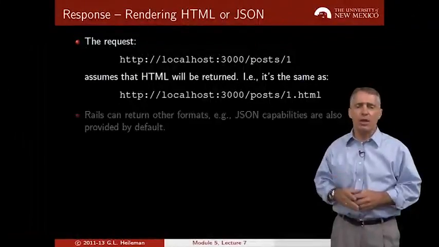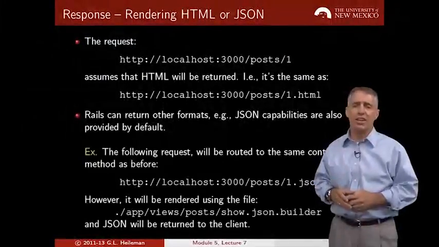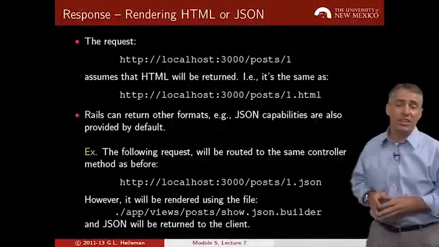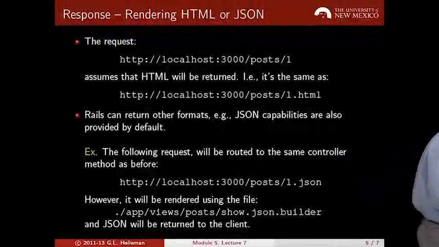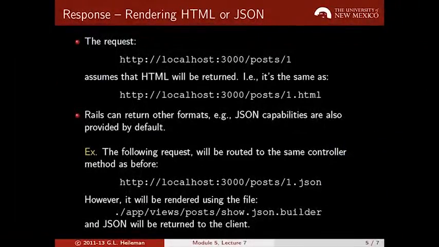So try this. Make the same request, but instead type .json at the end, and you'll see that it's going to return JSON code. What happens in this case is rather than invoking the show.html.erb method, if you put the .json at the end of the request, it's going to look for a show.json or show.json.builder, and it'll try and build the appropriate response, and that will be returned to you. So let's take a look.